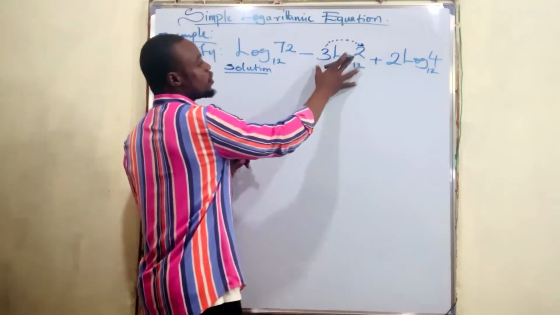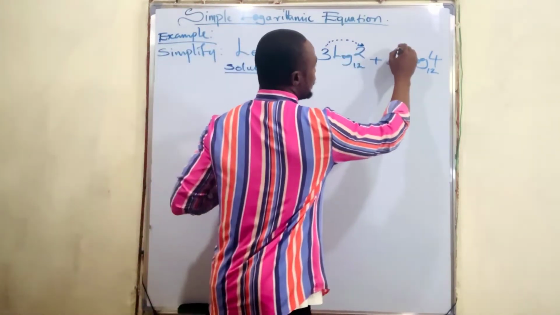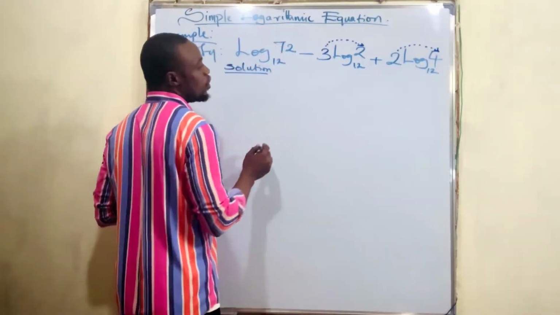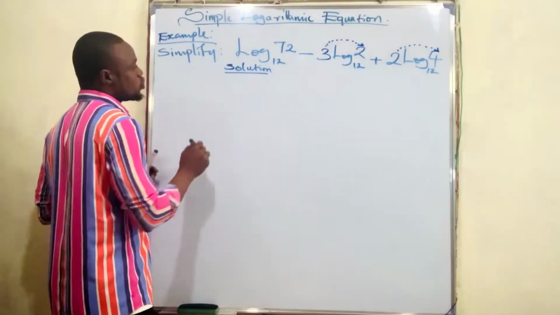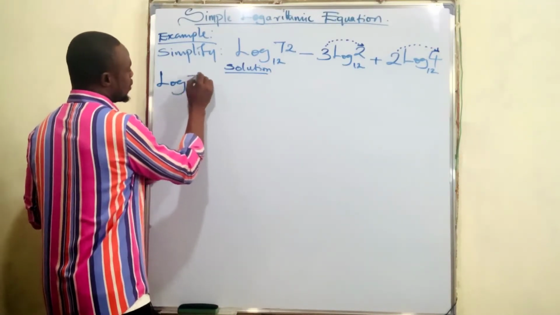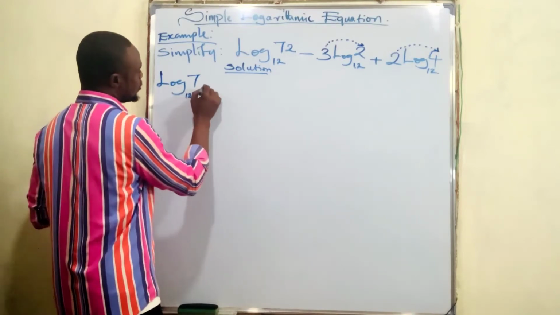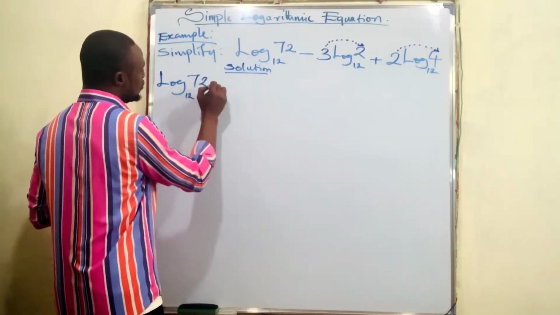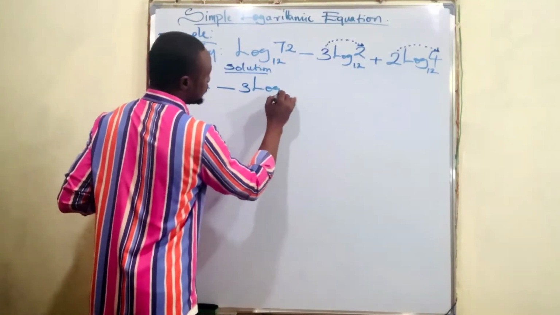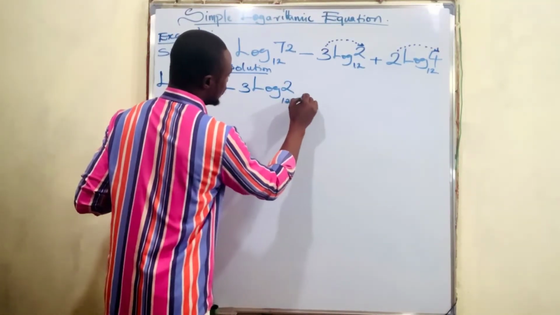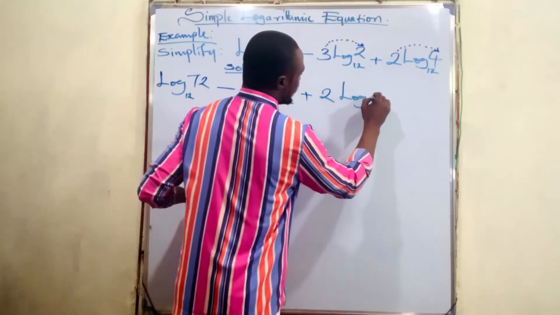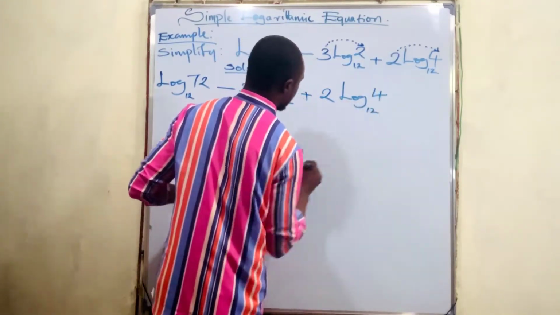So this now becomes 2 raised to the power of 3. Likewise, this comes here, and we have 4 raised to the power of 2. So I'll write the question. So this is log 72 base 12 minus 3 log 2 base 12 plus 2 log 4 base 12.